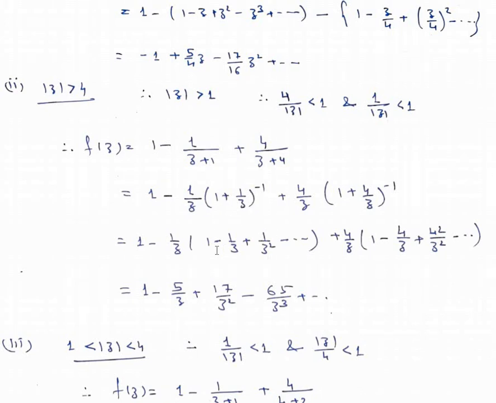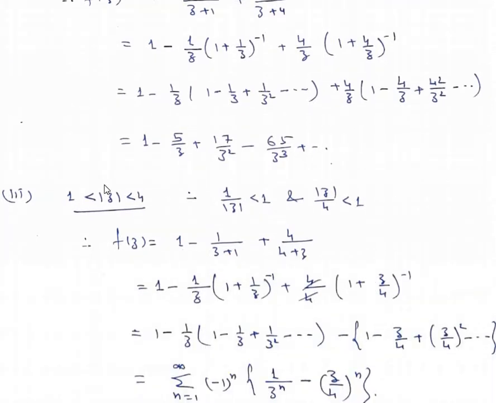So therefore from this we get 1 minus 1 upon z plus 1 upon z square and so on. And from here we have 1 minus 4 upon z plus 4 square upon z square and so on. So simplified, we get 1 minus 5 upon z plus 17 upon z square minus 65 upon z cube and so on.